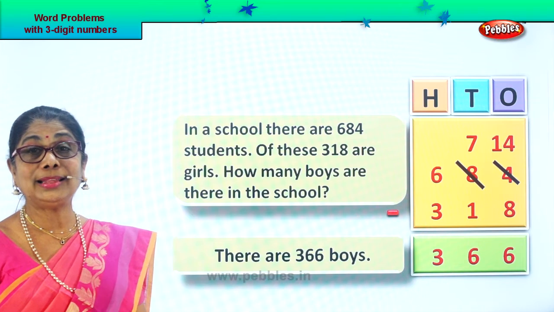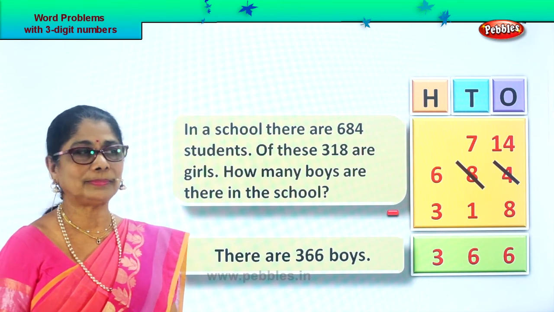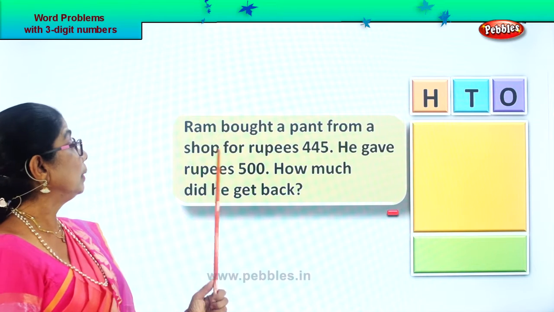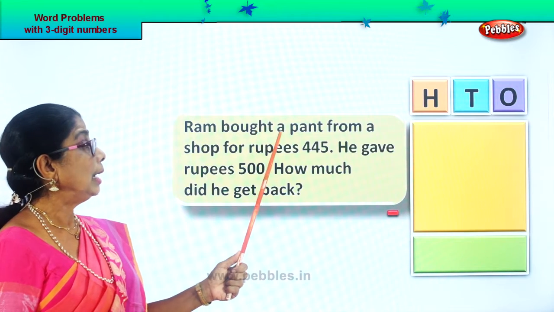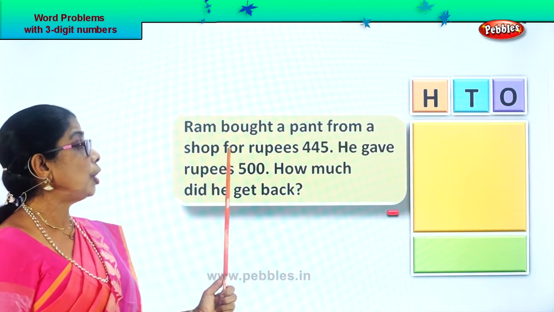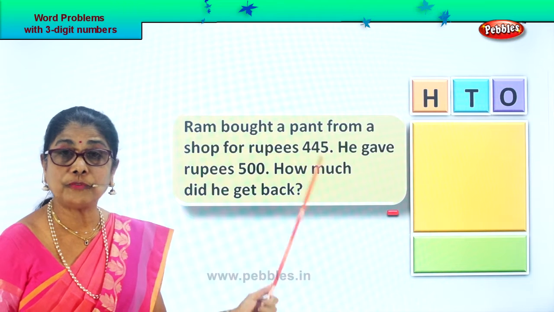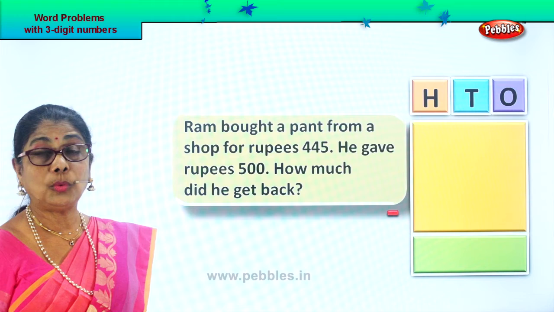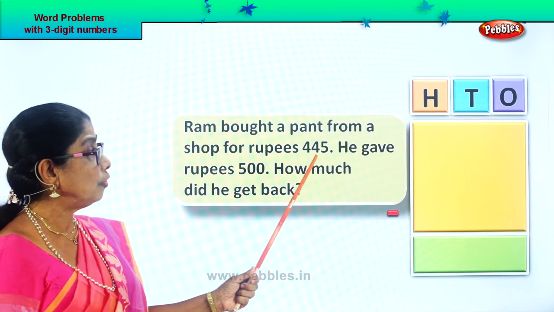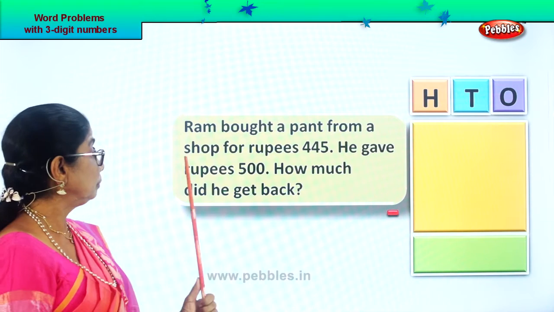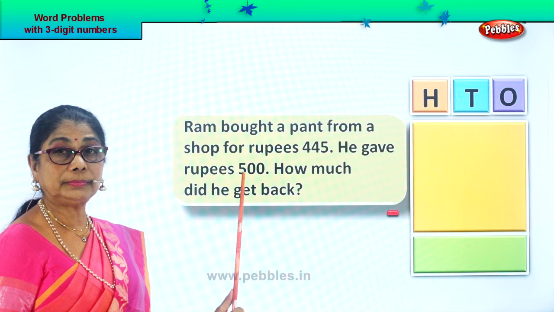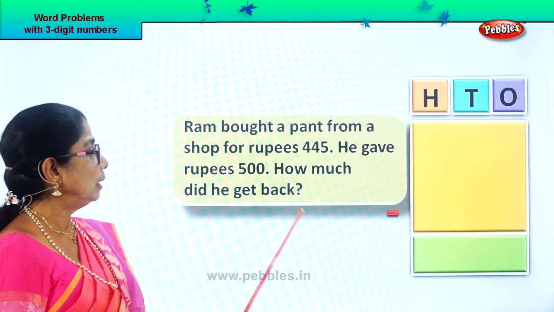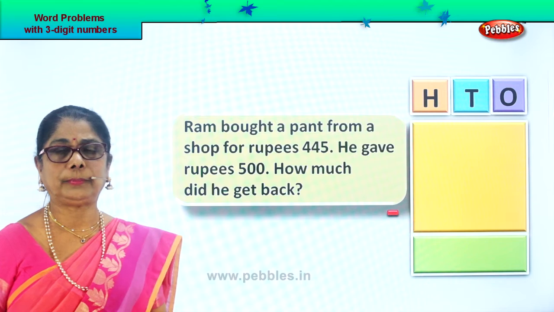Let's look at another new problem. See what you have. Let's read together. Ram bought a pant from a shop for rupees 445. What did it cost for him? 445. He gave rupees 500. He gave the shopkeeper rupees 500. Okay? Now, how much did he get back?